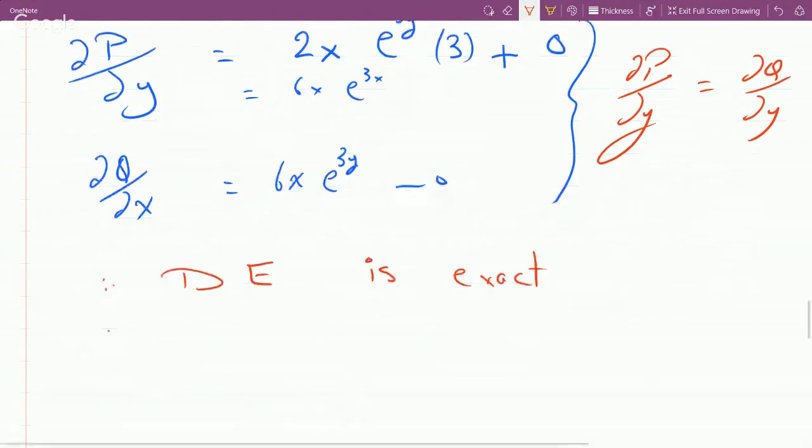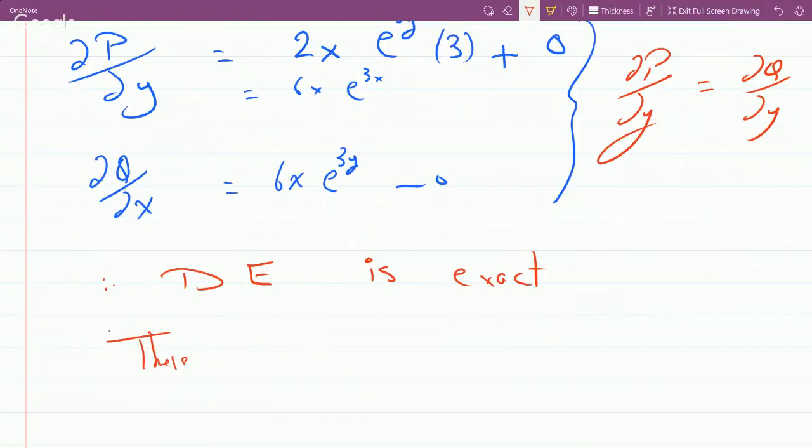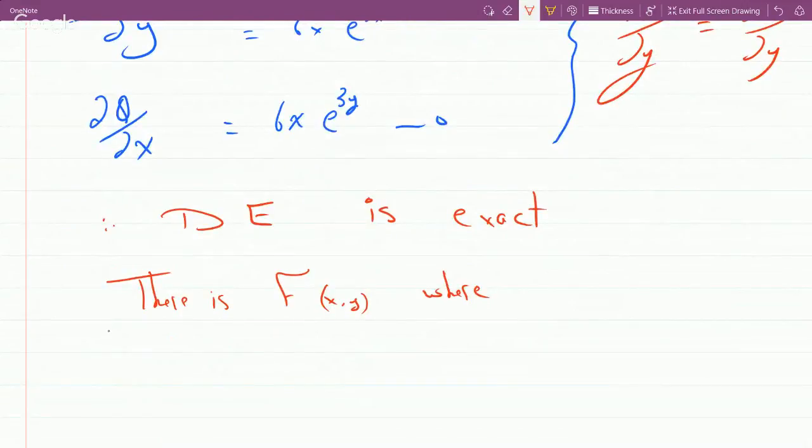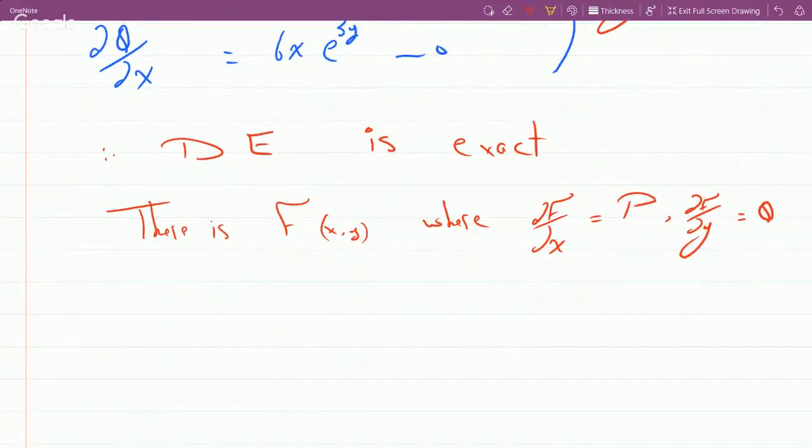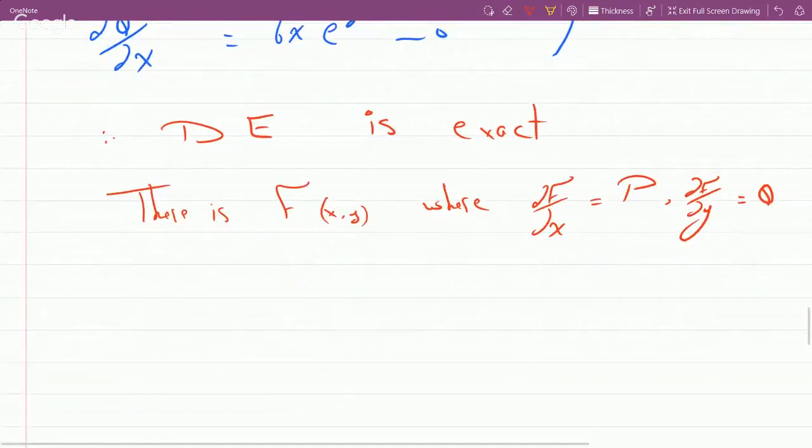Now, once the differential equation is exact, we know that there is a function f of x comma y where df over dx equals P and df over dy equals Q. We can take either one of these two and solve for f because we know what P is.